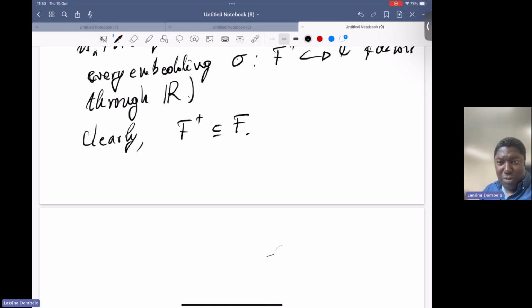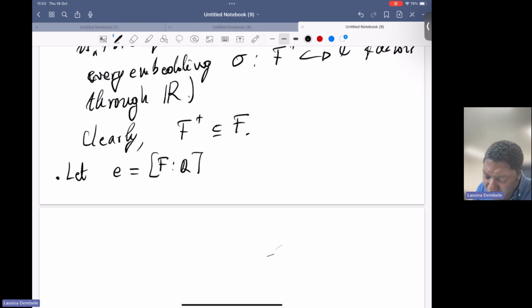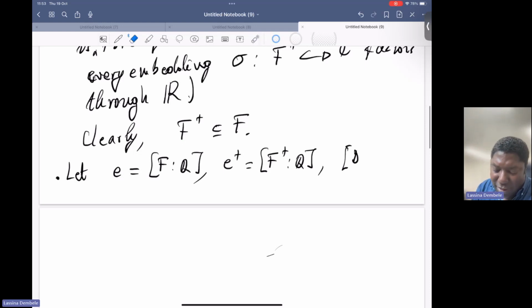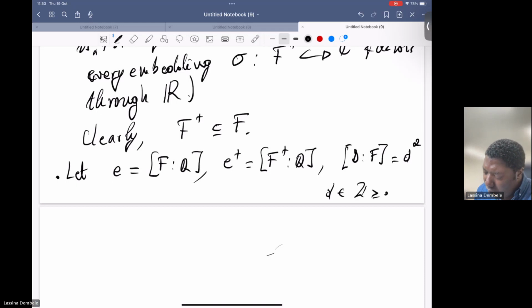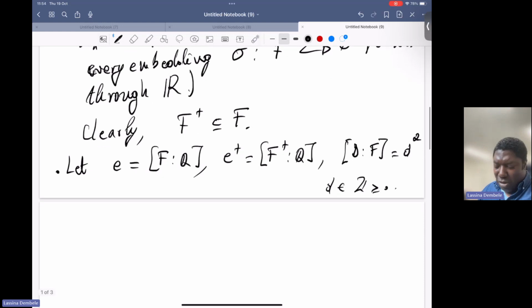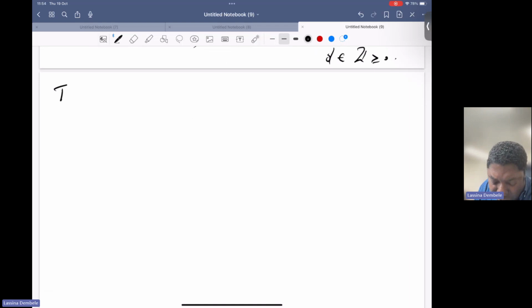So now we are going to let e be the degree of F over Q, and we are going to let e dagger be the degree of F dagger over Q. And we are going to let d be the square root of the dimension of D over F. Right, so if you have a division algebra, it would have square dimension over its center. Okay, so now this is the notation that we need in order to state the Albert classification theorem.